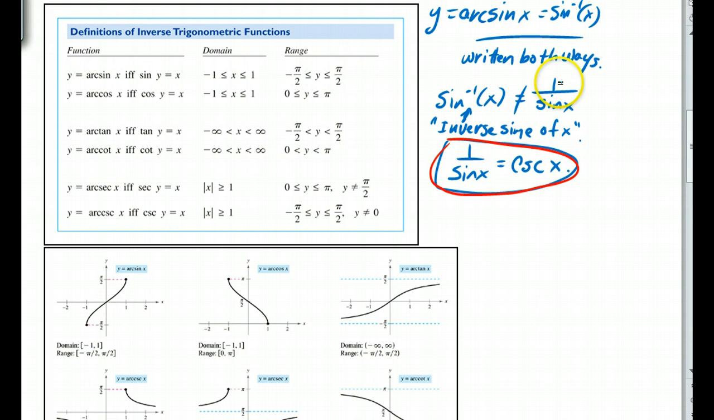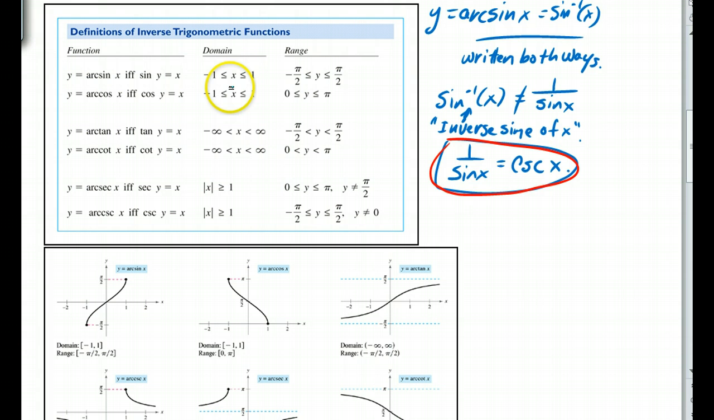Inverse sine is not 1 over the sine. This is convenience notation, which means that it is an inverse. So we say the inverse sine of x. 1 over sine, remember, is the cosecant. So those are two totally different things. Inverse sine and 1 over the sine are not the same thing. Okay?